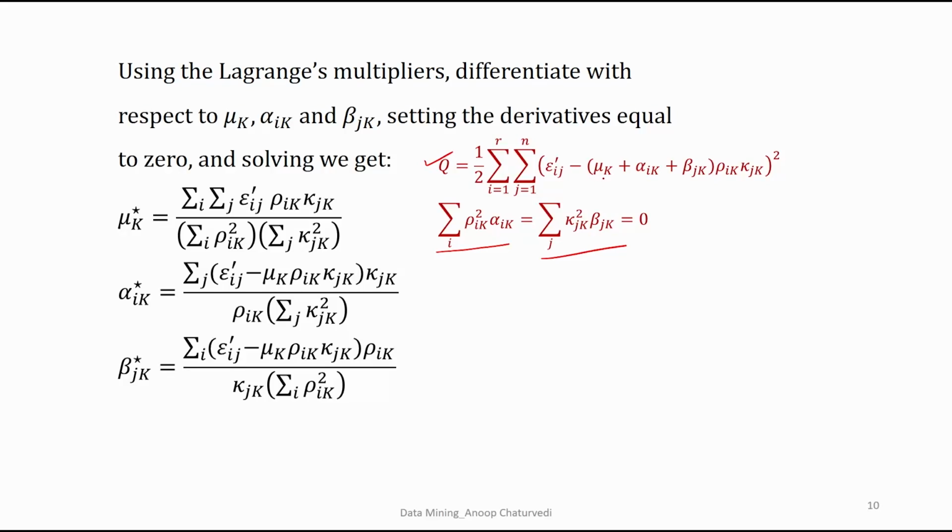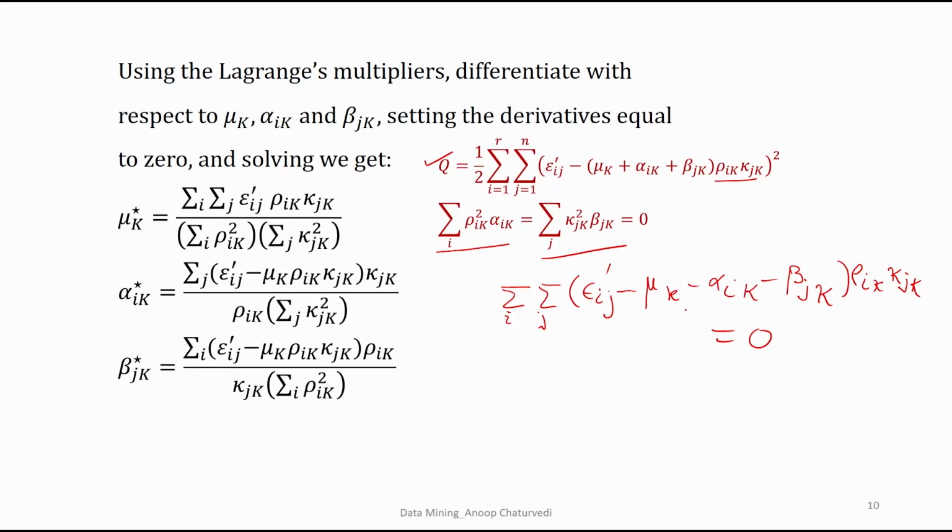When we differentiate with respect to mu k, we obtain summation over i, summation over j, epsilon ij dash minus mu k minus alpha ik minus beta jk, and since we are differentiating with respect to mu k, we get this term again here, rho ik kappa jk, and we put it equal to 0. And then notice that summation over i alpha ik rho ik is equal to 0 and summation over j beta jk kappa jk is equal to 0.